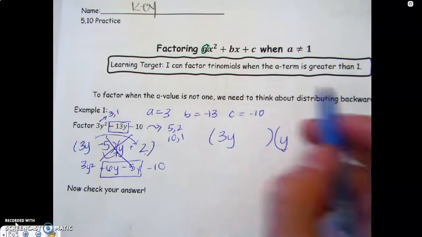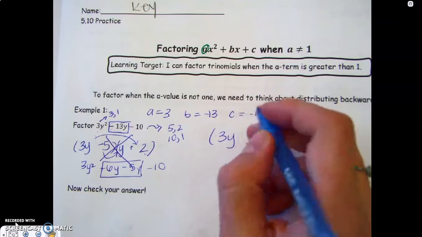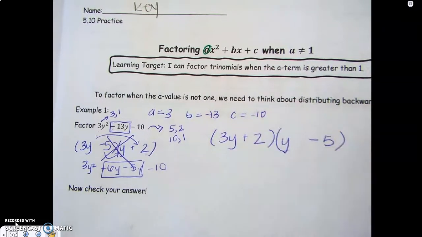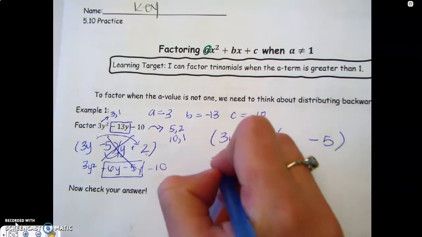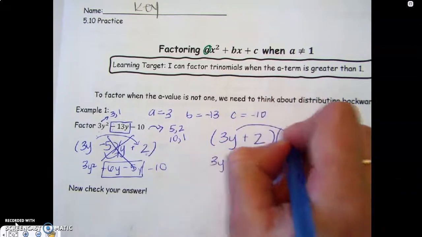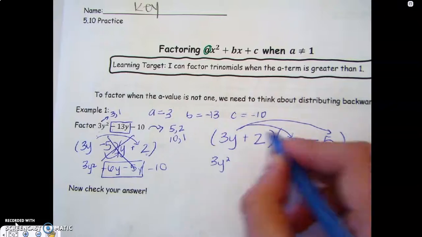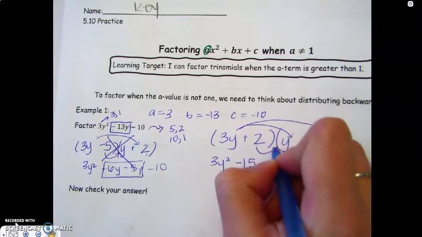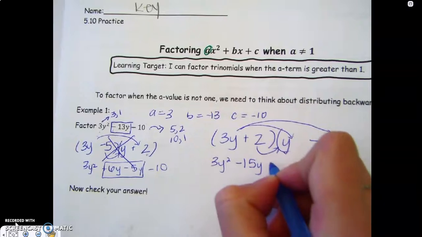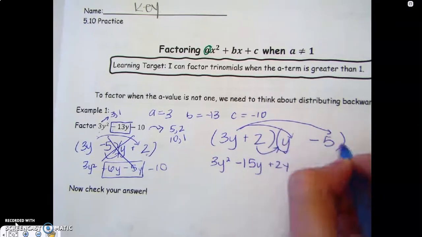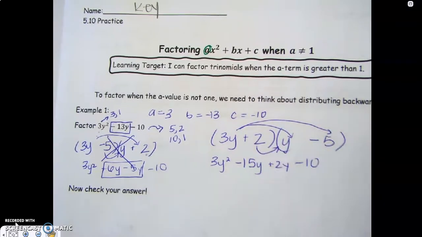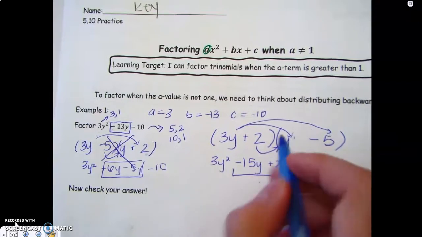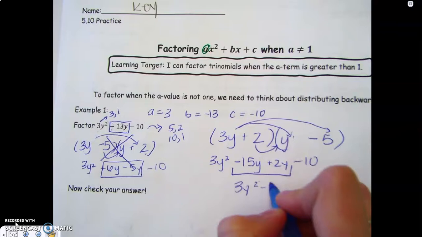So I know 5 and 2 didn't work. What if I switched them? So what if I had negative 5 here and a positive 2 here? So if I did that, I get 3y squared for this first term. If I distribute it, I'm doing 3 times negative 5, which is negative 15. Negative 15y, 2 times y is 2y, and 2 times negative 5 is negative 10. So if I simplify this, oh look, I do get negative 13. So this is the pair I want. That's my answer.